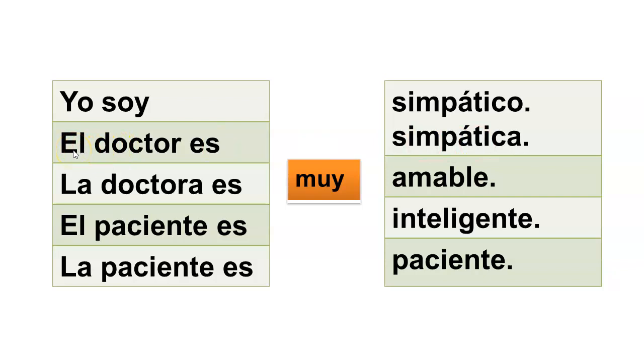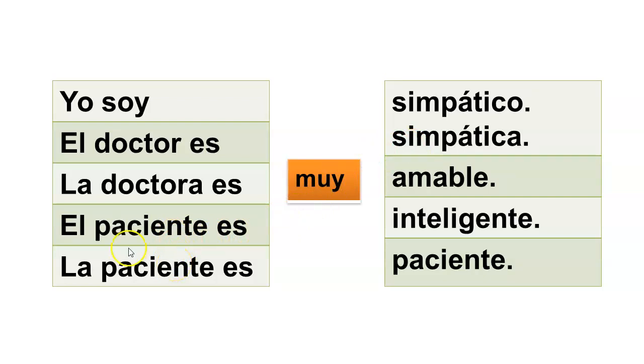If I want to say the doctor is nice, I would say, el doctor es simpático. If I want to say the doctor is very nice, then I would say el doctor es muy simpático. And again, when I choose el doctor, the doctor that I'm referring to is a male doctor. If I'm referring to a female doctor, then I would say la doctora es simpática. If I want to say she's very nice, then I would say la doctora es muy simpática.